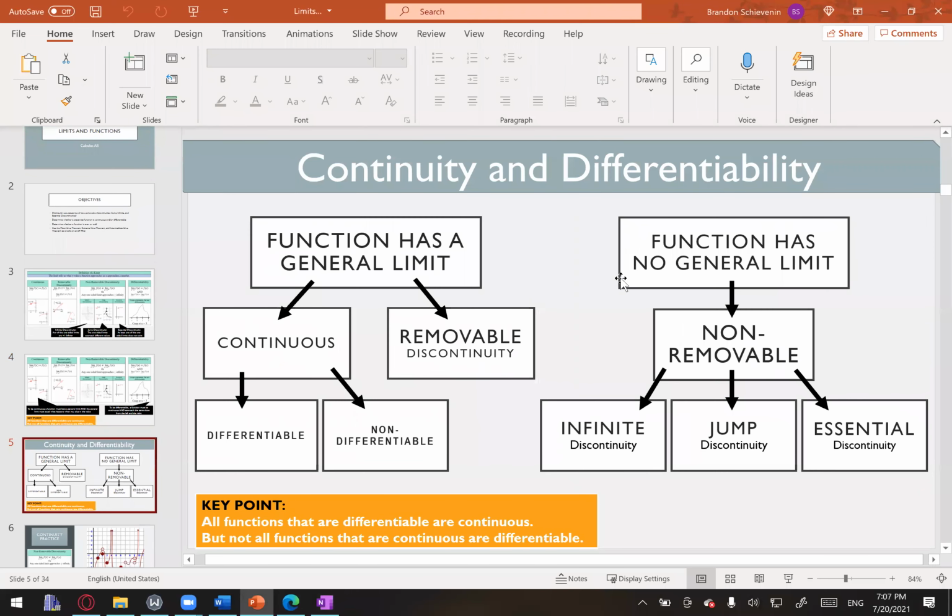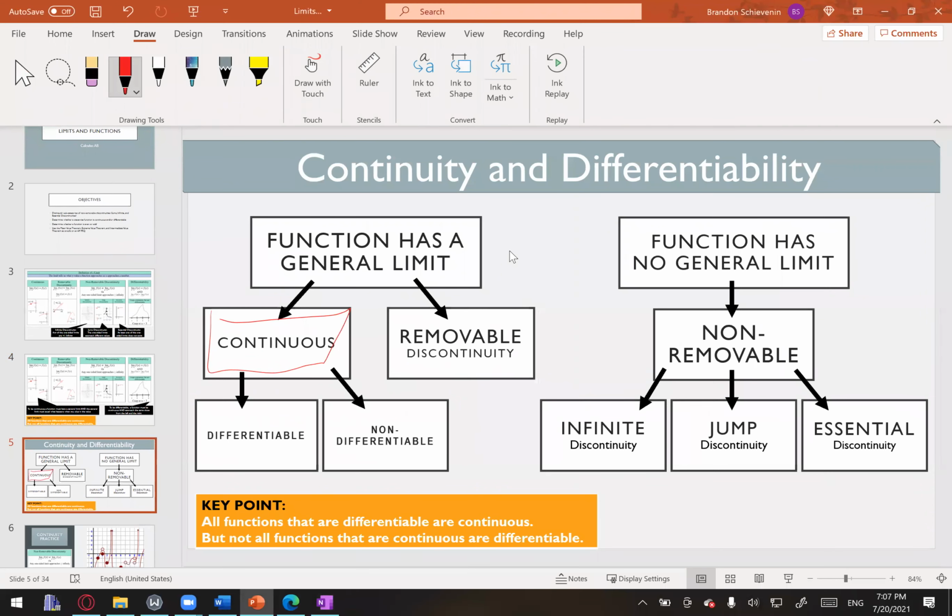So a flow chart. All functions that are continuous must first have a general limit. All functions that are differentiable must first be continuous. But not all continuous functions are differentiable, and not all functions with a general limit are continuous.